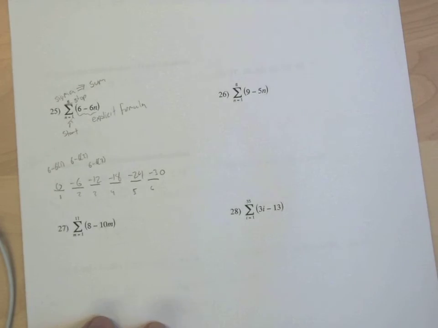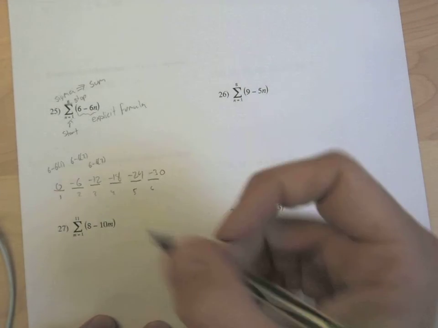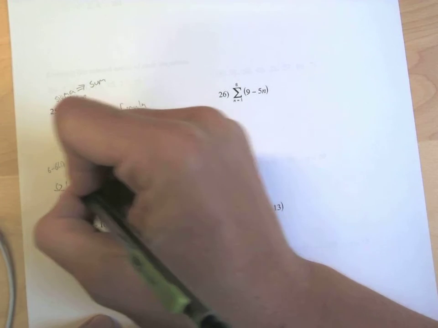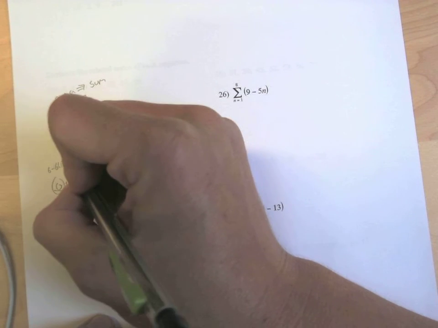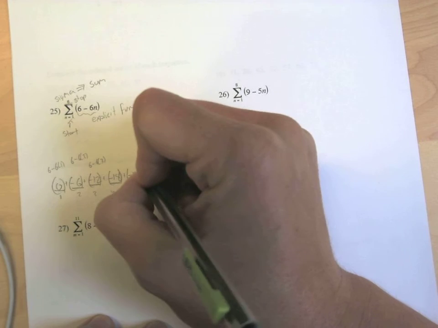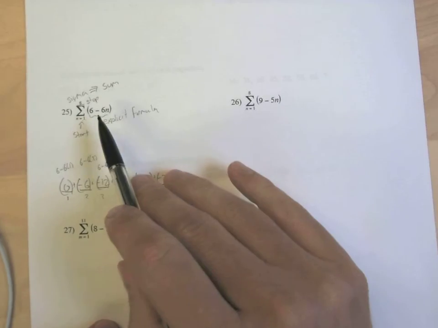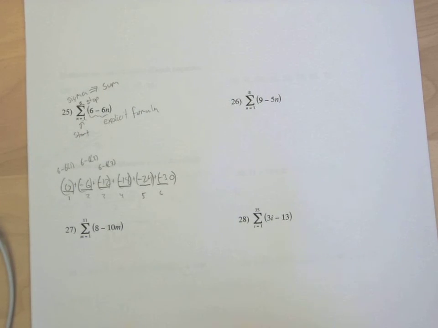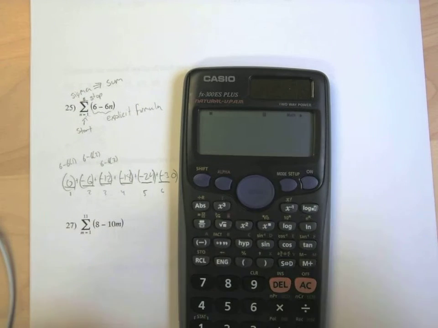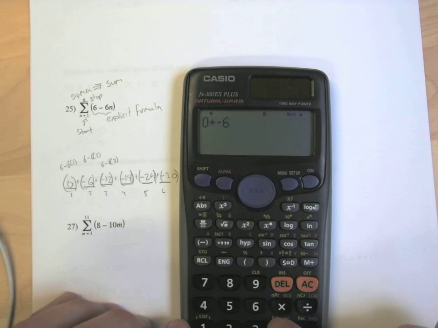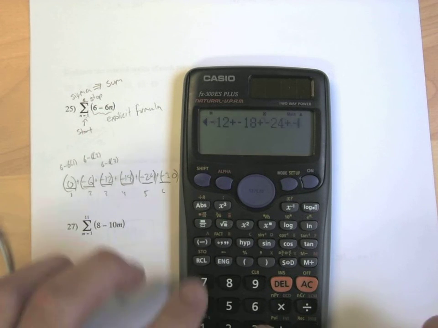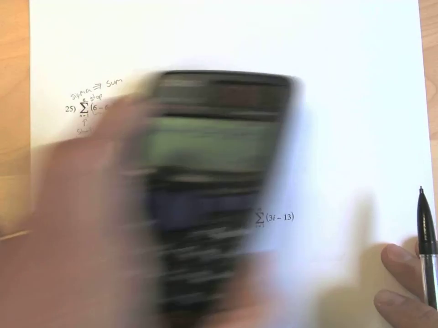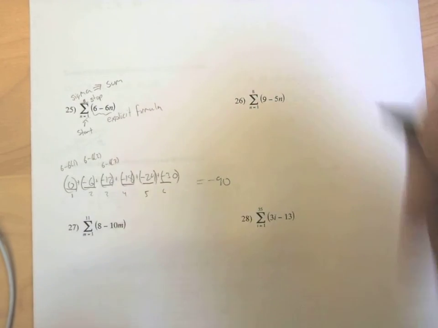Okay, so those are my terms. Now, since this is a sigma, that means sum them all up, add them all together. So the sigma means you have a series. This tells you how to fill in your series. So we can just add all these up: 0 plus negative 6 plus negative 12 plus negative 18 plus negative 24 plus negative 30, right? We get negative 90. Okay.